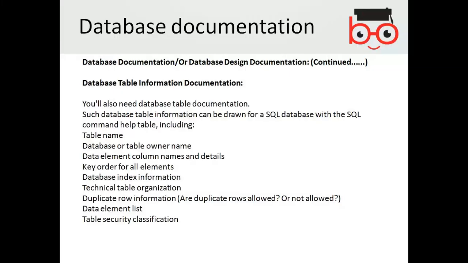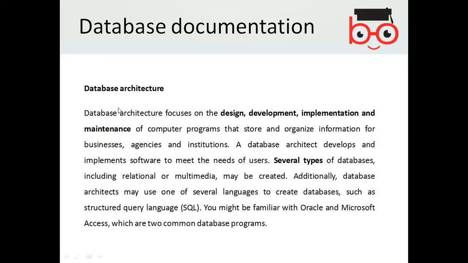The overall information about the database architecture also needs to be included in the documentation. The database architecture itself is the information about the design, development, implementation, and maintenance of the database in the form of a computer program that stores and organizes the information for businesses, agencies, and institutions. A database architect develops and implements software to meet the needs of users. So there are different types of databases.